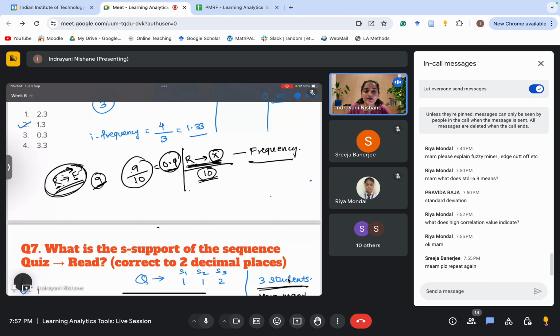The probability that forum would occur after read, that this read-and-forum transition occurs in our action sequence or log, is very, very high. That is the indication of a high correlation value.